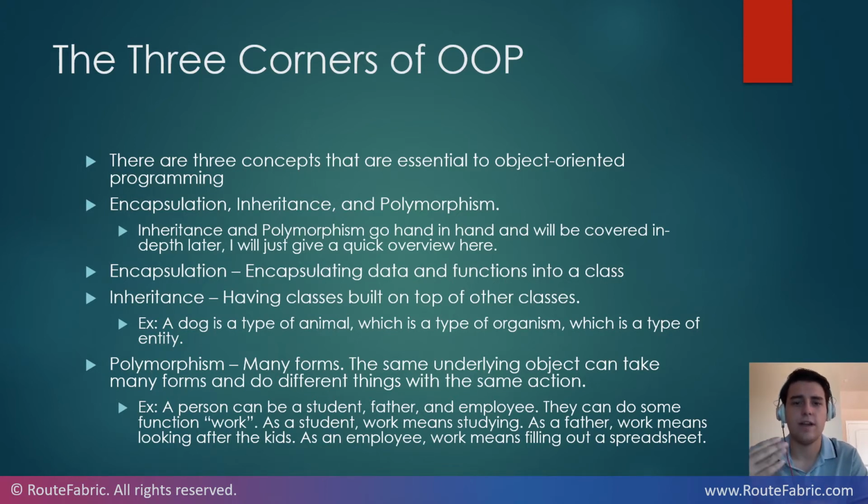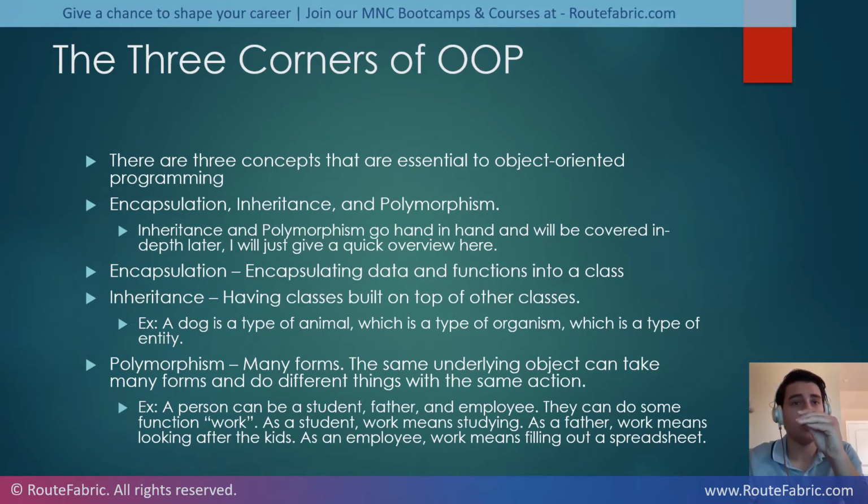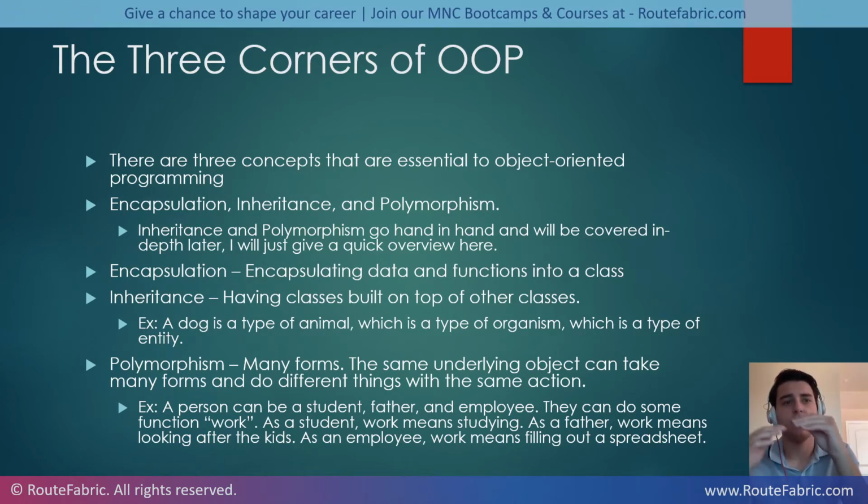So you can see how inheritance works there. We have entity, and entity has a child, which is organism. Then organism has a child called animal, and animal has a child called dog. And we can go even further than that, and dog can have a child called, like, poodle, that kind of thing.